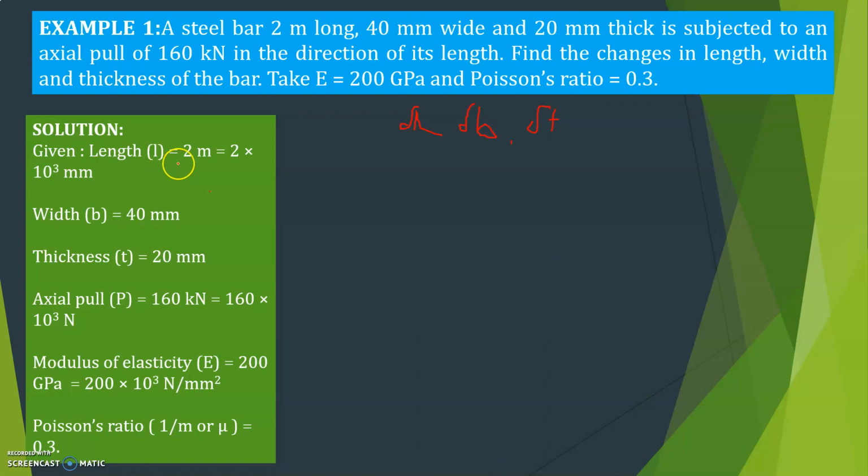What is given here? Length is given as 2 meter, convert into millimeter, 2 into 10 raised to 3 mm. Then width is given, that is 40 mm. Thickness is given as 20 mm. Then axial pull is 160 kilonewton. Modulus of elasticity is 200 GPa. When you convert into Newton per millimeter square, it becomes 200 into 10 raised to 3. Poisson's ratio, that is 1 by m or mu, is equal to 0.3.